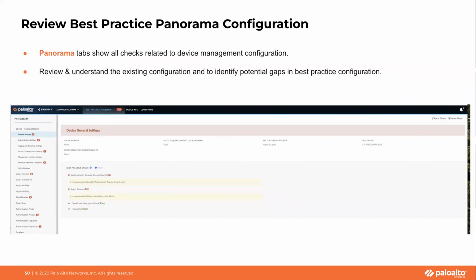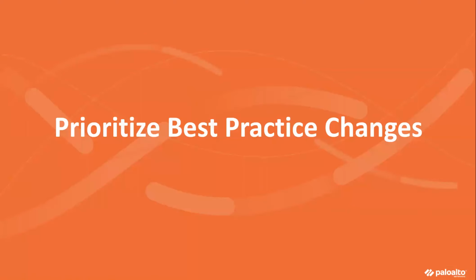Again, the Panorama tab shows you all the checks which are in Panorama, which I talked about in the previous slide. So let's have a look at how to prioritize the best practice checks.